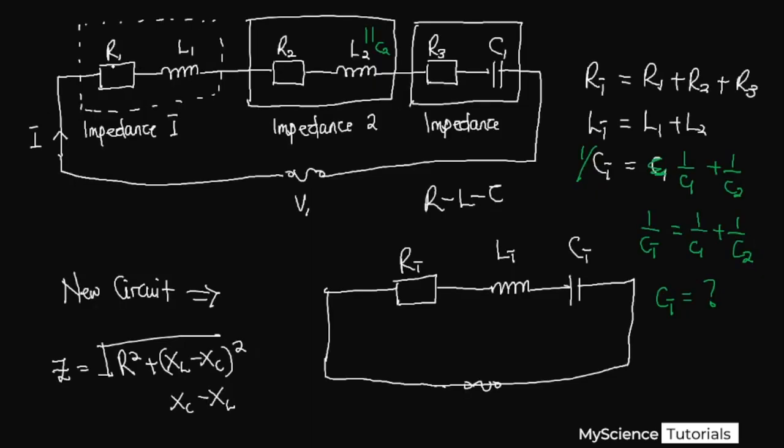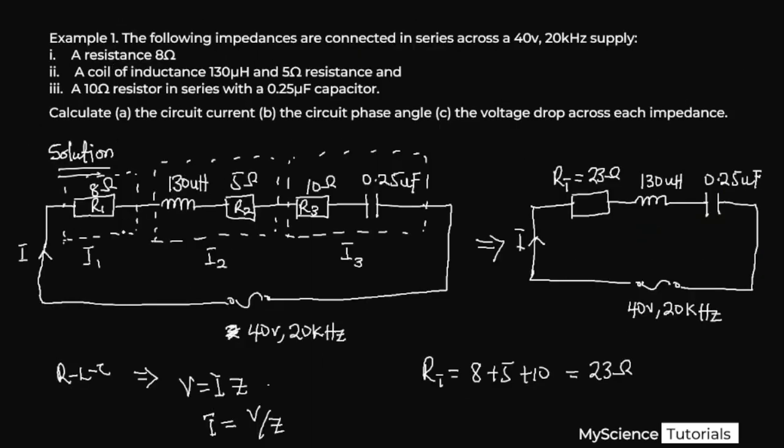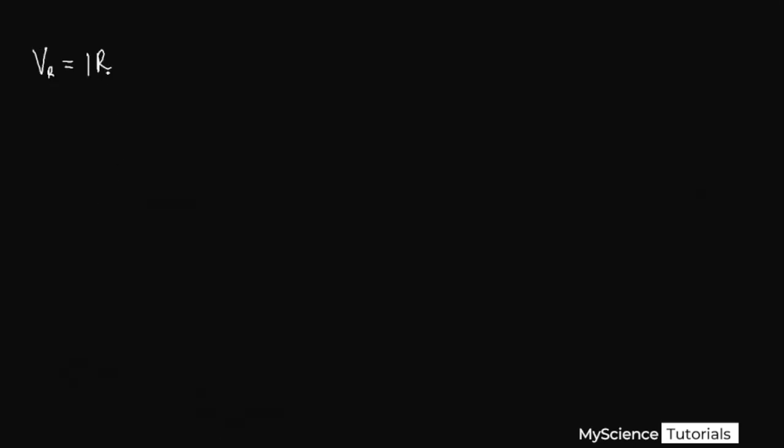So if we go back, we realize that in that case, since this is impedance 1, we just use R1 as our resistance over here. So it is I times R1. So the voltage drop across the first resistor, or R1, is equal to our current, which we saw earlier was 1.44, and then our resistor 1 is just 8 ohms. So if we multiply that, we have 11.52 volts as our voltage drop across impedance 1.